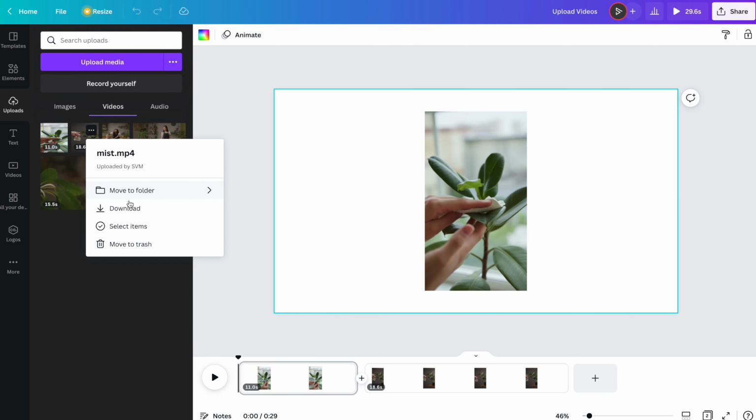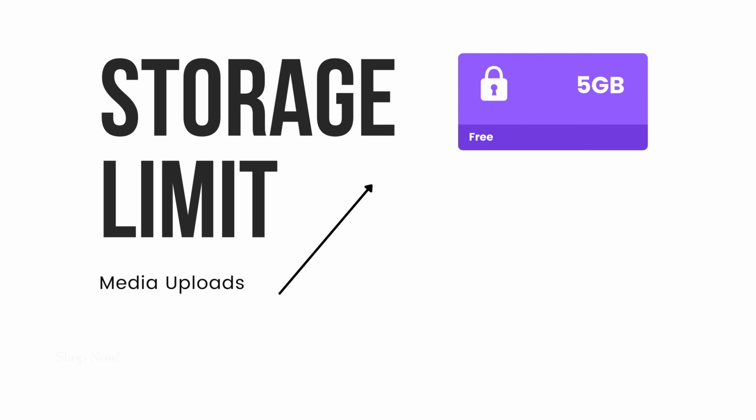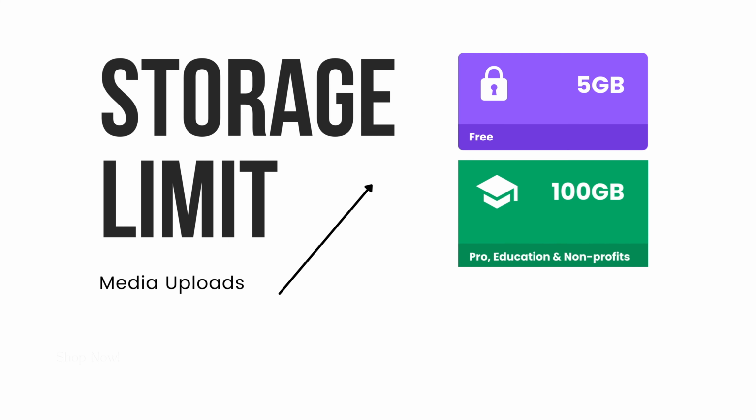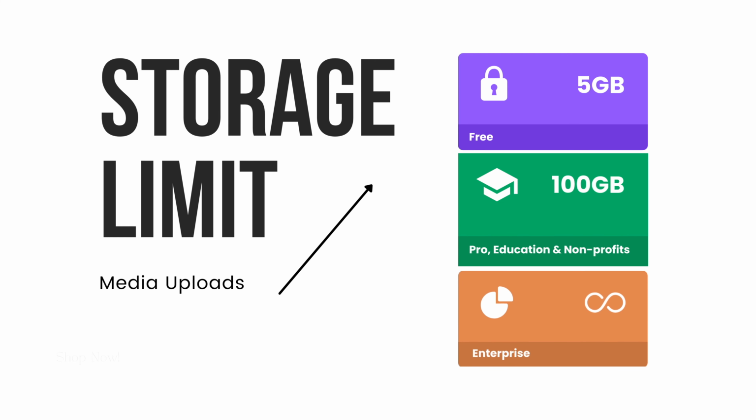Click on the three dots and select Move to Trash. You can upload up to 5 GB of media if you're a free Canva user. If you have a Canva Pro or Canva for Education and Nonprofits account, you can use up to 100 GB of media. And unlimited storage is available for enterprise users.